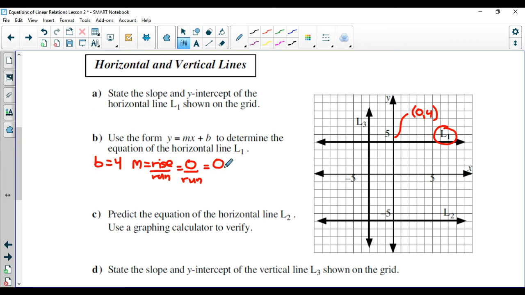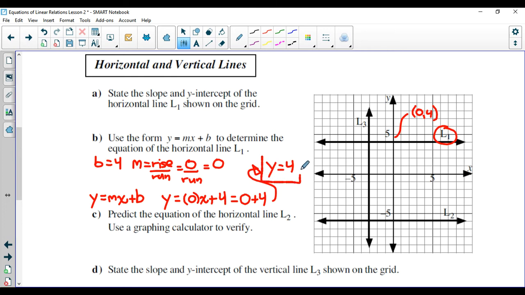Okay, so let's see what happens if we actually wrote this in y equals mx plus b format. So if we have y equals mx plus b, this would be y is equal to, well, m, you have a slope of 0, times x plus 4. 0 times x would be equal to 0. So this would be equal to 0 plus 4, which would actually tell you that the equation of the line is just y is equal to 4.